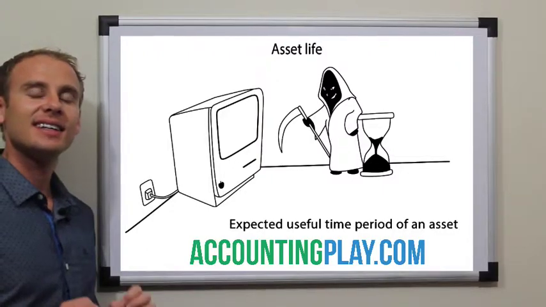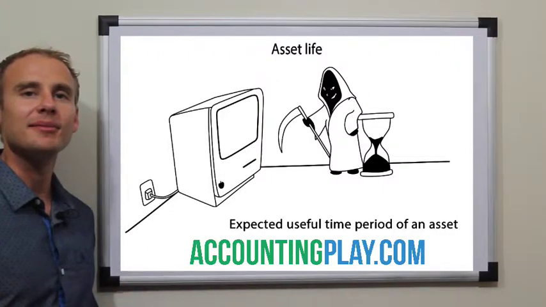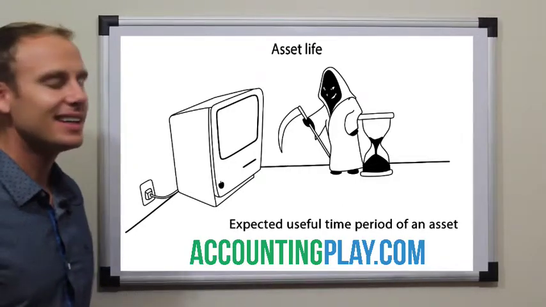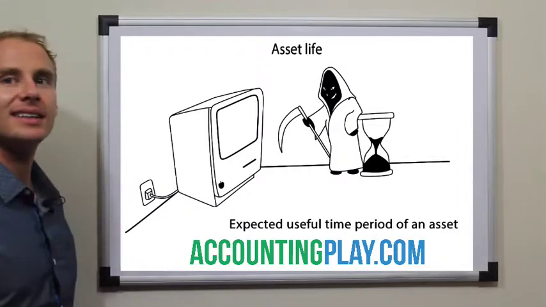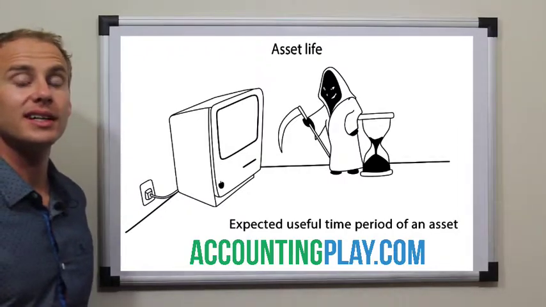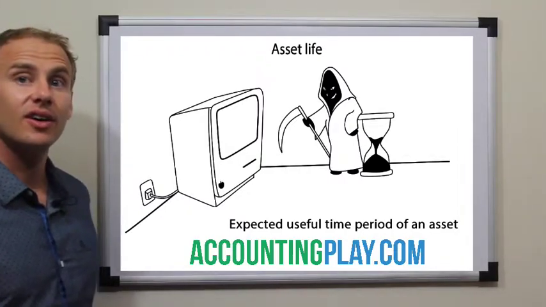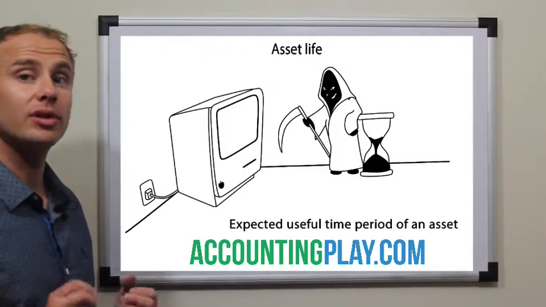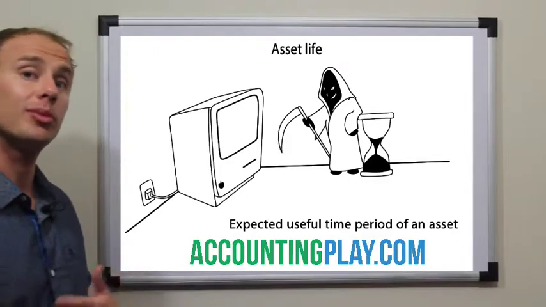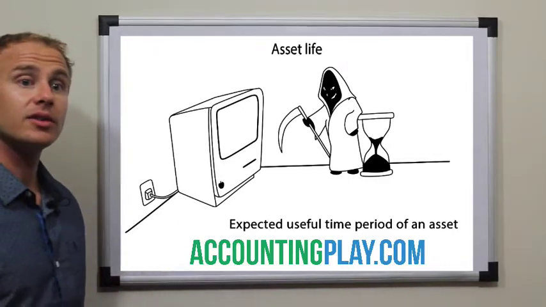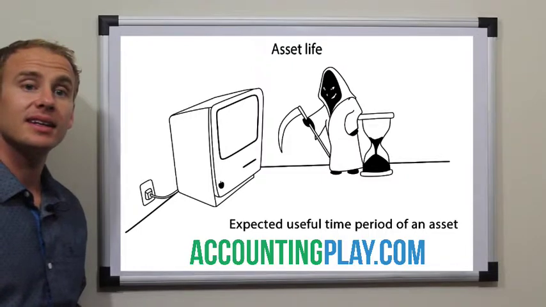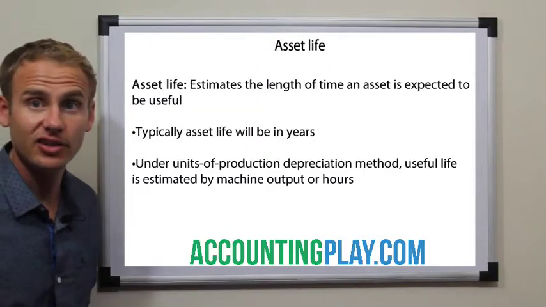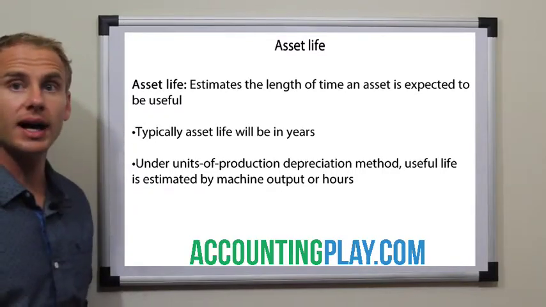Asset life. The estimated length of time an asset is expected to be useful. Typically, an asset life will be represented in years, although it can take other forms such as units of production, a measurement of machine output, for example. Under the units of depreciation method, useful life would be estimated by machine output, such as quantity or hours.